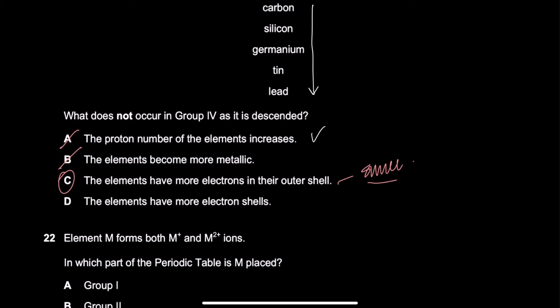The elements have more electron shells. That was true, right? They have more electron shells. So they were asking about which would not occur. So obviously this would not occur. They don't have more electrons in their outer shell. They have the same electrons in the outer shell, right?